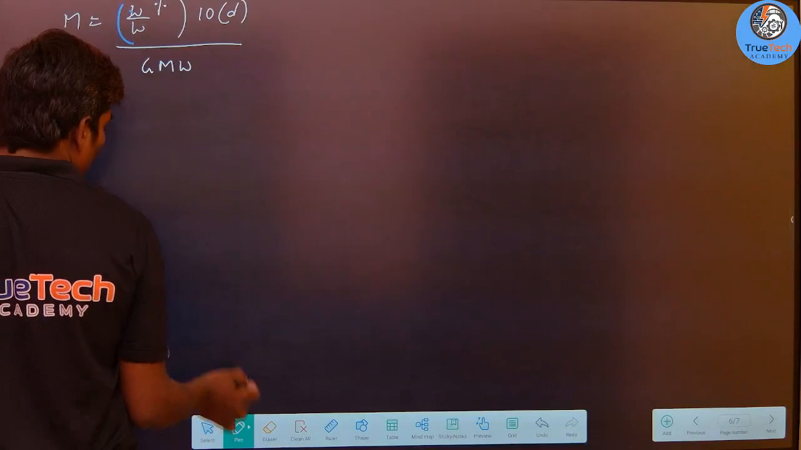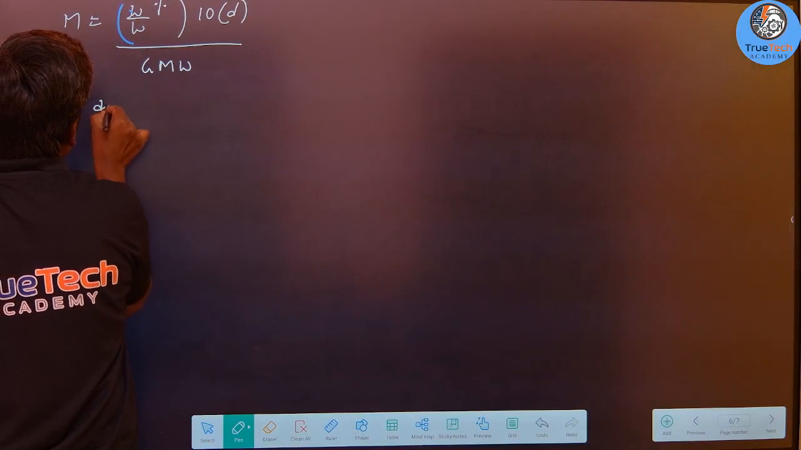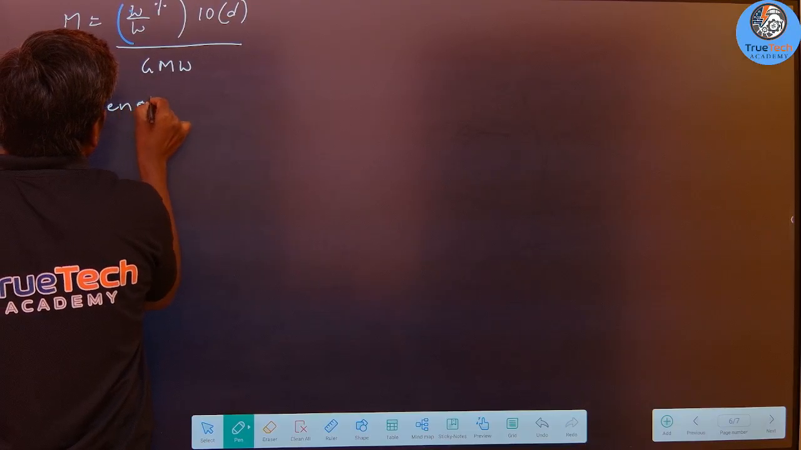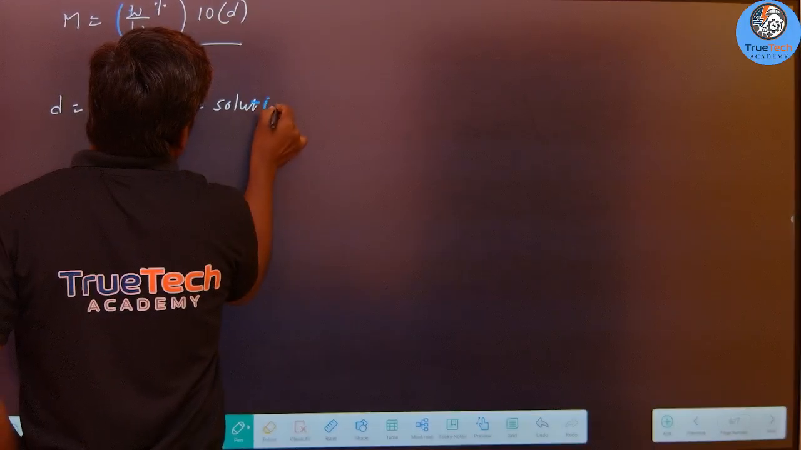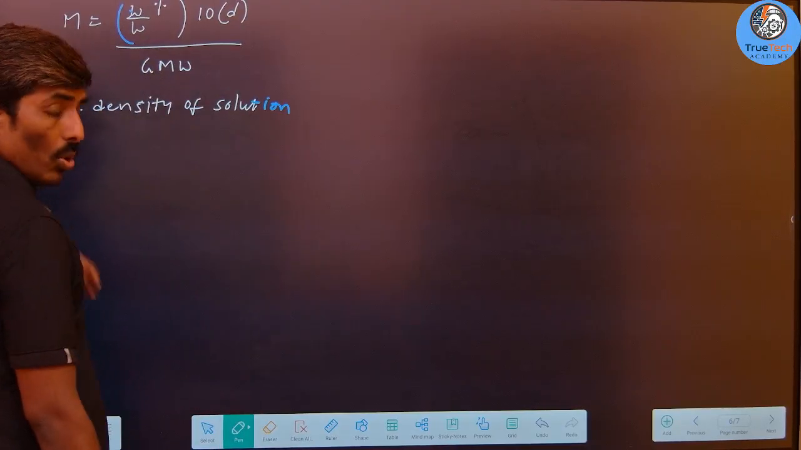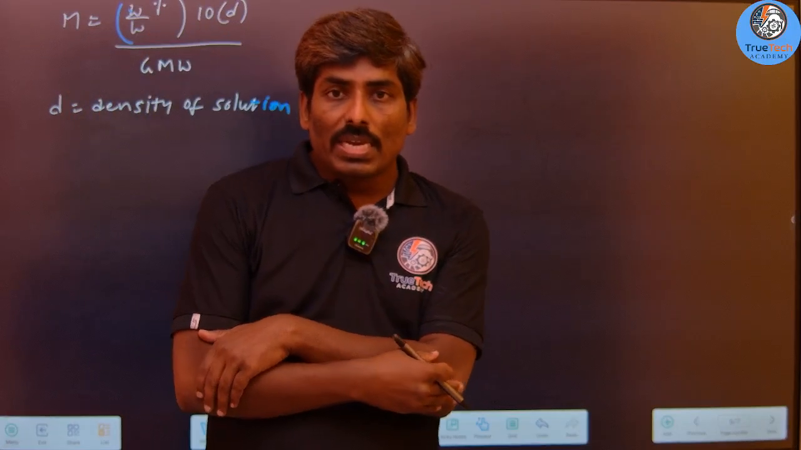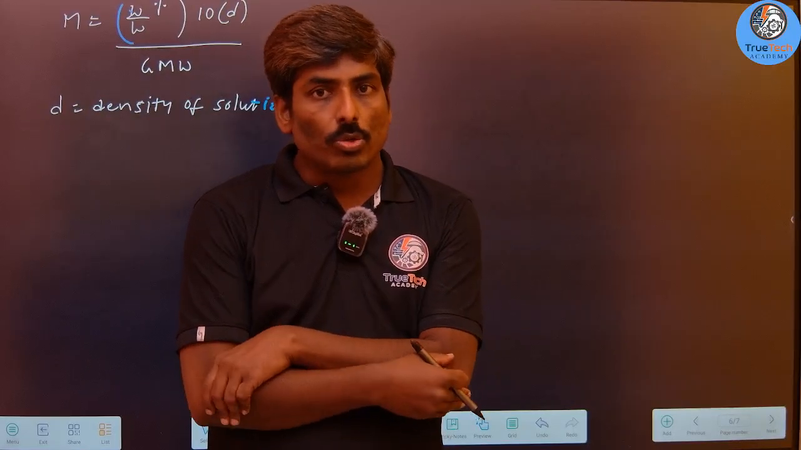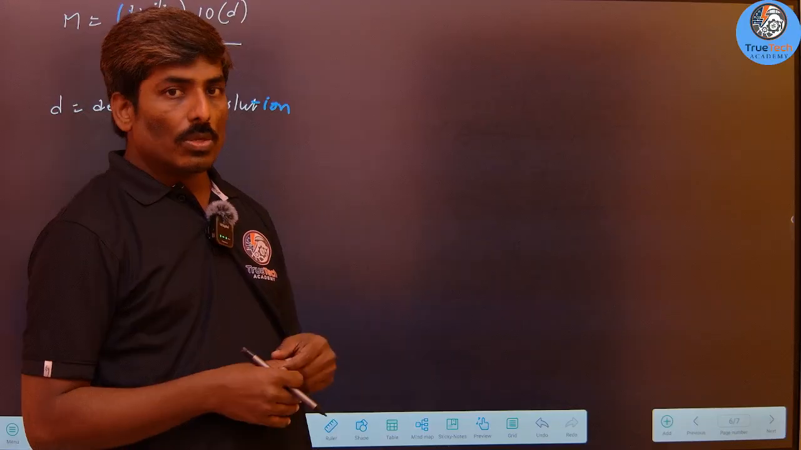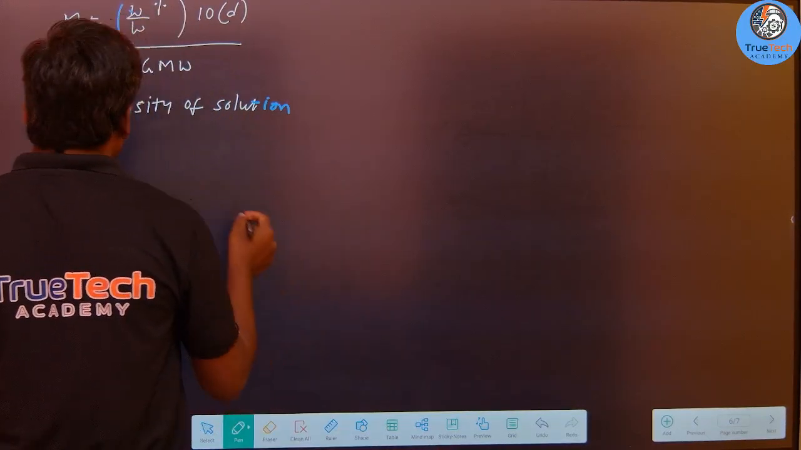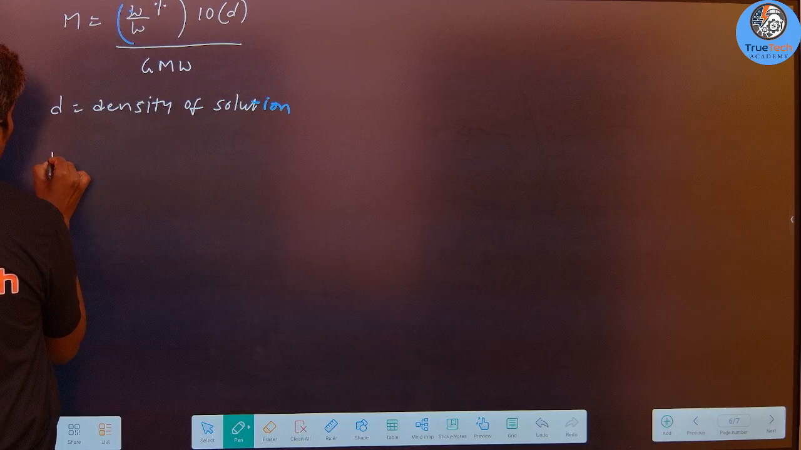When weight by weight percentage is there, we include one more term, D. Here D represents the density of the solution. So this is how we calculate the molarity of a given solution. Okay, so many formulas are explained. We will go to the next topic, the dilution principle.